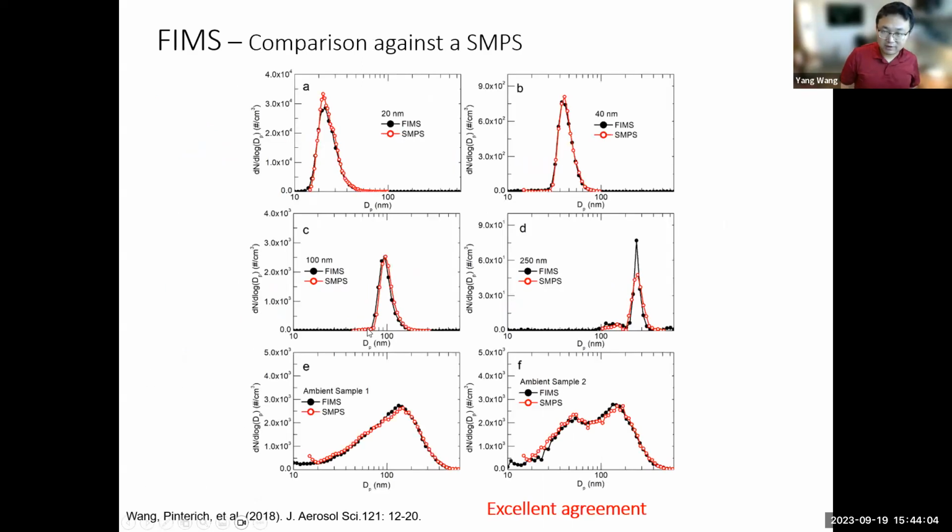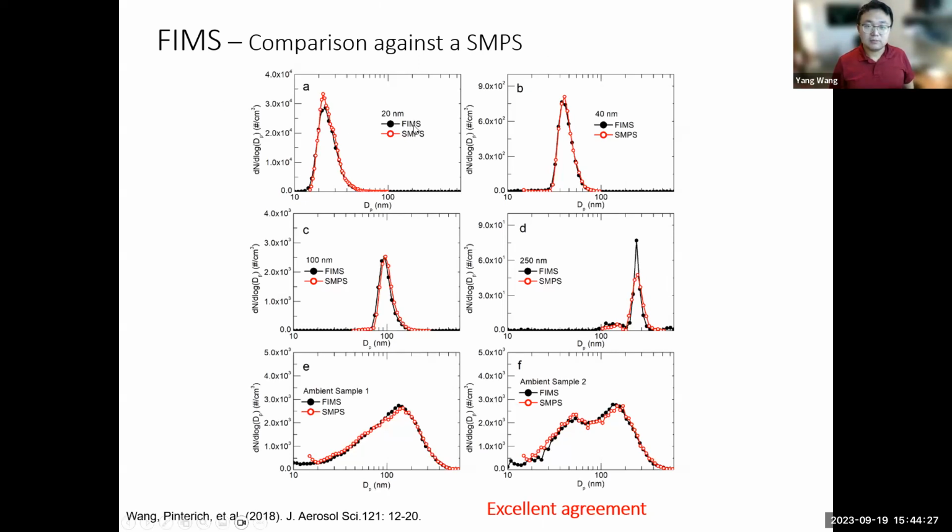So here is the exciting part. We compare the FIMS against the SMPS measurement. Here we're introducing aerosols with different sizes or different size distributions, and comparing the SMPS result that's collected after 1 minute of scan, and the FIMS result that's also collected over 1 minute, but now you have 60 or 600 size distributions, okay?